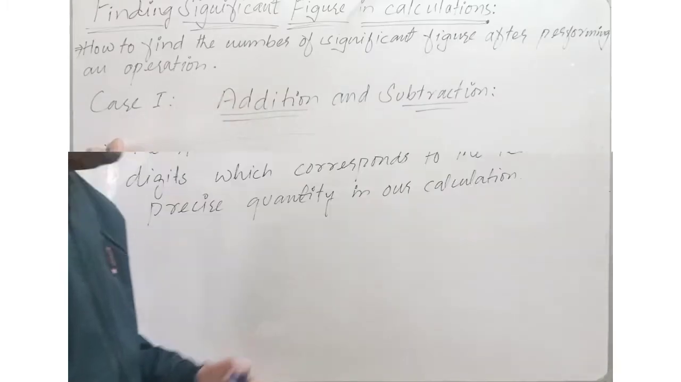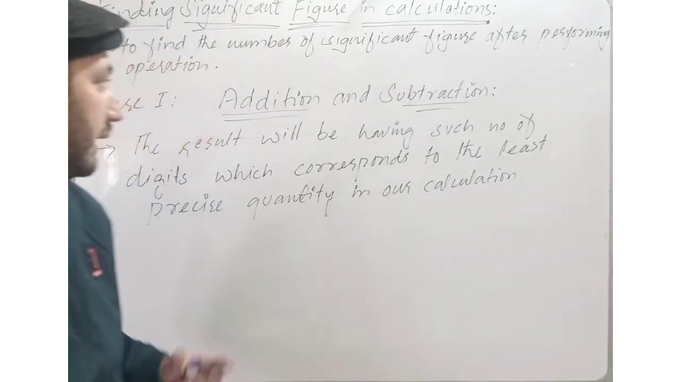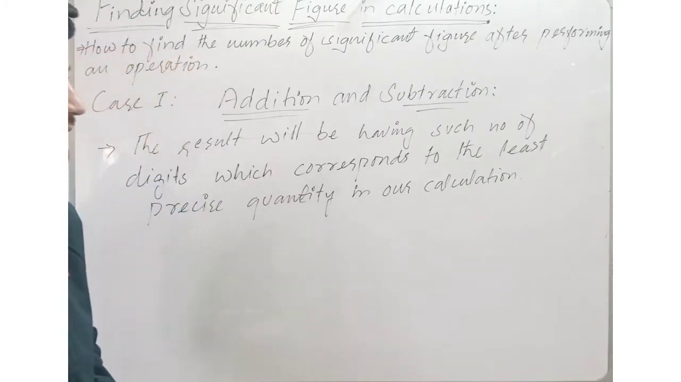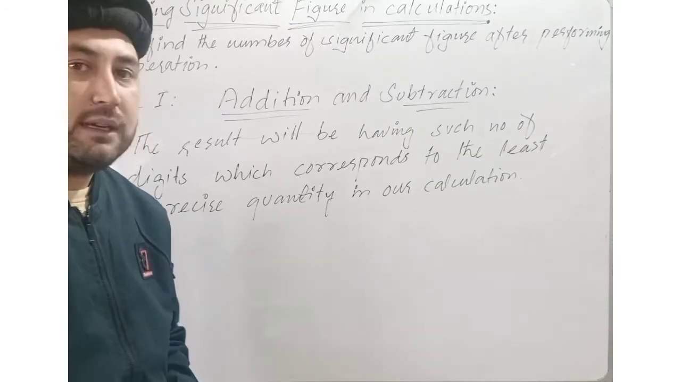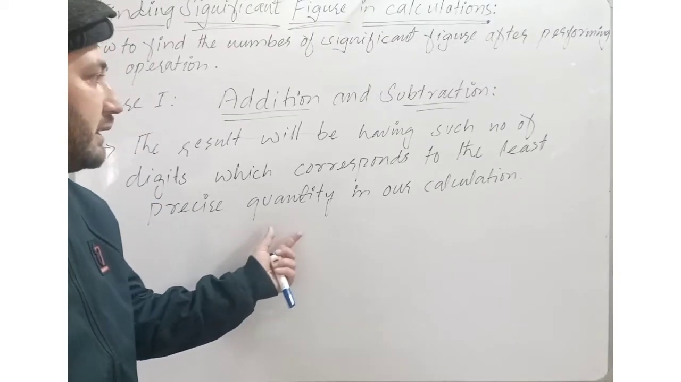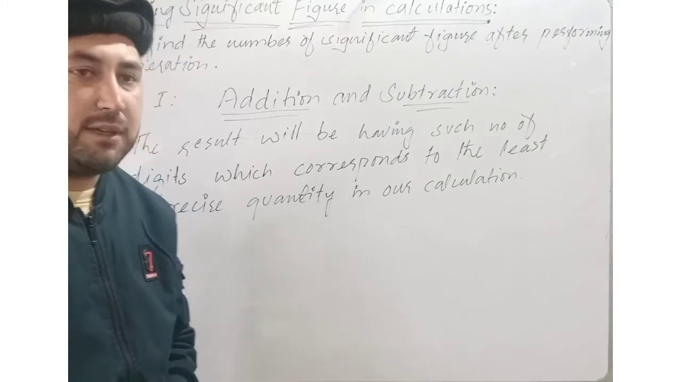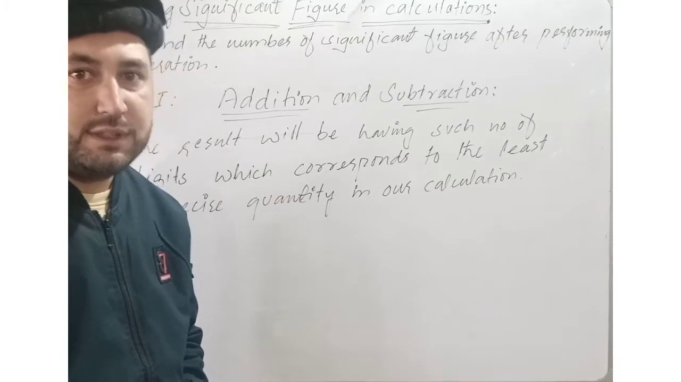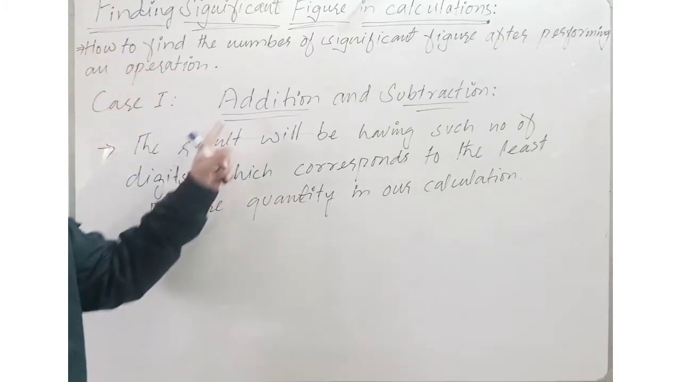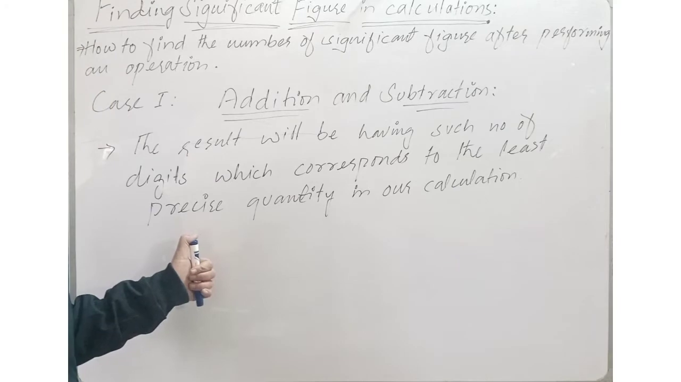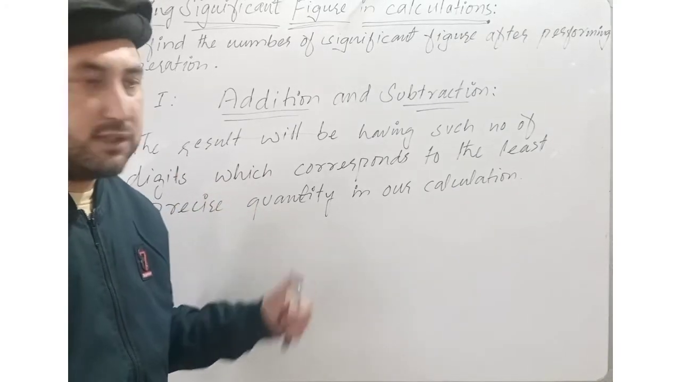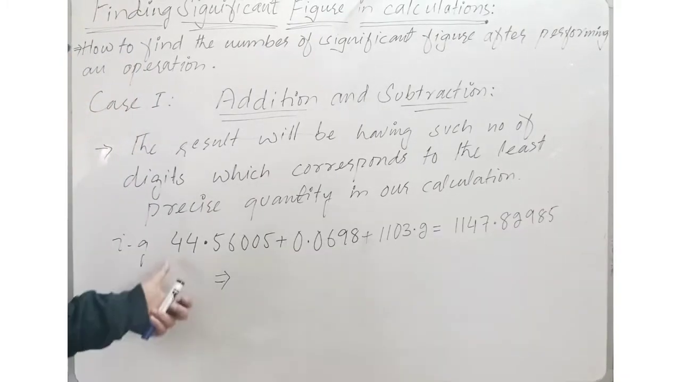For that, in case of addition or subtraction, we are having two quantities being added. Whichever quantity is least precise, depending upon the number of digits after the decimal point, we have to restrict the result to that same number of digits, right? So for addition and subtraction, we have to apply the least precision rule in our result. So let us take an example.